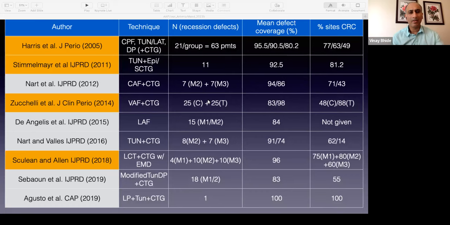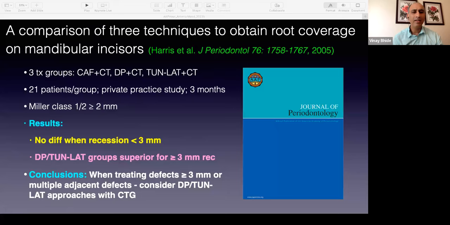The four studies that you see on the left that are highlighted, I'll go into some detail with, because these studies have really changed the way that I think about mandibular anterior, particularly incisor, recessions. One of the first ones was by Randall Harris back in the 90s, where he had three groups of patients: one treated with a coronally advanced flap with a connective tissue graft, one treated with a double papilla with a connective tissue graft, and one where he did a lateral tunnel approach with a connective tissue graft. It was only a 3-month study, and the recessions were all 3 millimeters or greater.